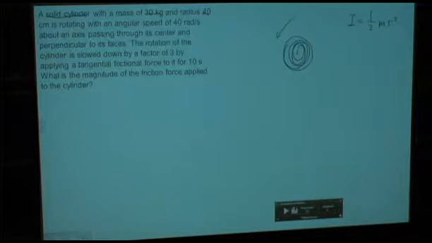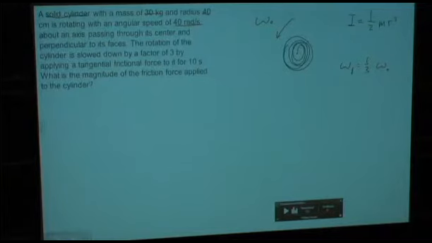Let's make it positive. 40 radians per second, that's the initial one. And it slows down by a factor of 3. So the final angular speed equals 1/3 of initial, okay. And it took 10 seconds to do that.